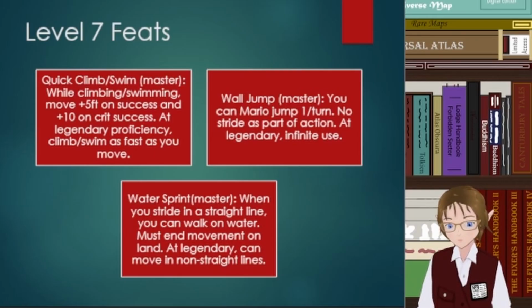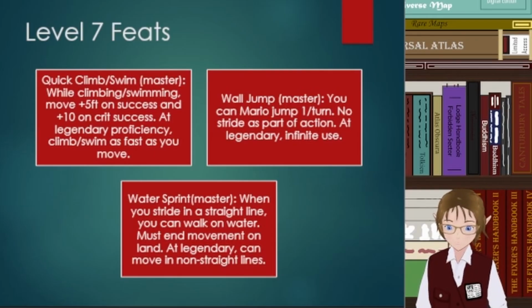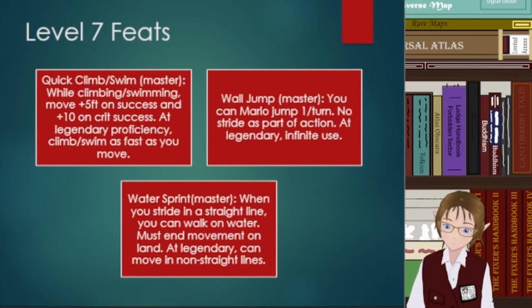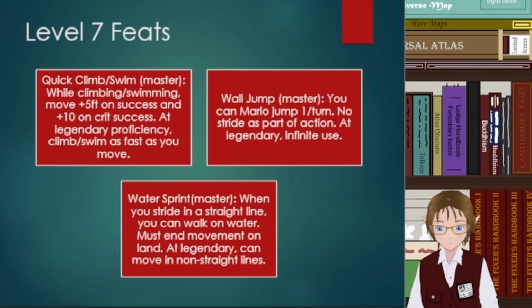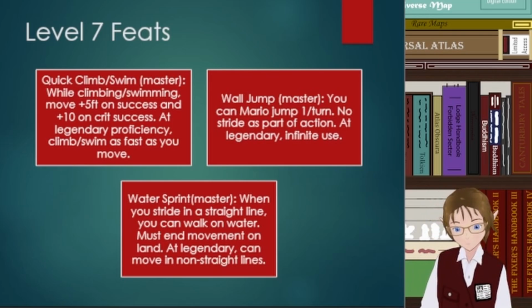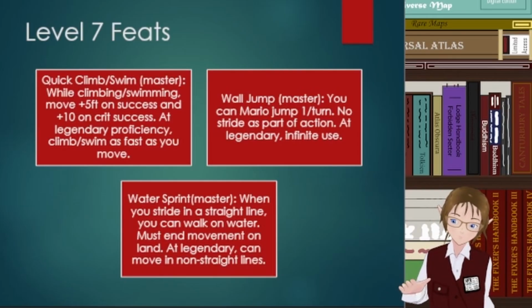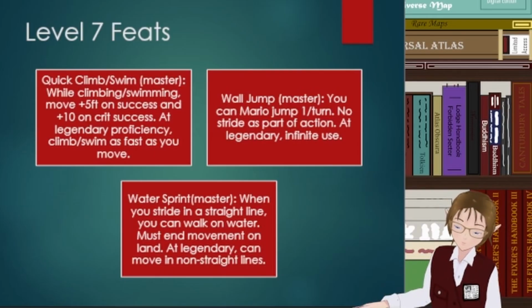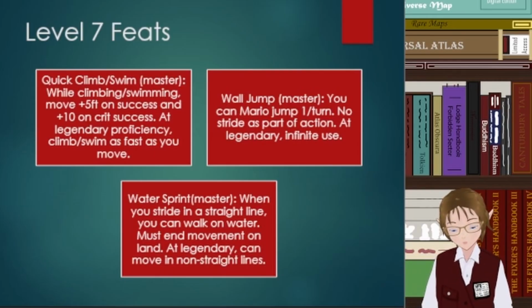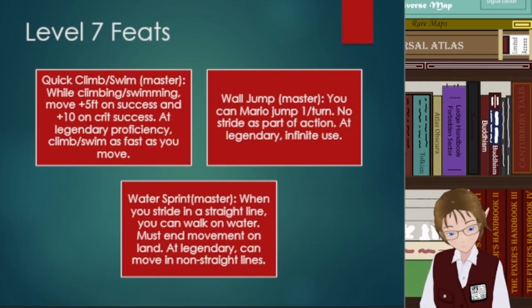Water Sprint is also a Master Proficiency feat. The way it works is when you stride in a straight line, you can walk across water, but you must land on solid ground. At Legendary Proficiency, you can move in non-straight lines. So basically, if you have a 20-foot pond in front of you, and you have 25 feet of movement, you can cross the pond and stand on the other side if you're walking. Basically, think Jesus walking on water.